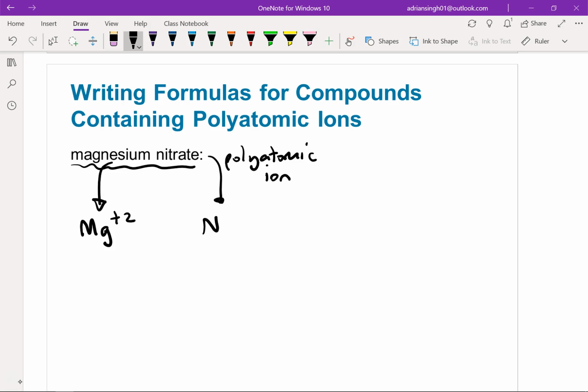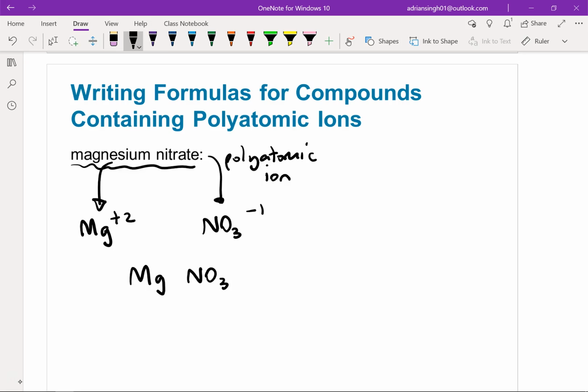And nitrate is NO3 with a -1 charge. When you put these two ions together, you're going to put them together in the exact same way like you did previously. The cation goes first, and then the anion goes second, NO3-.